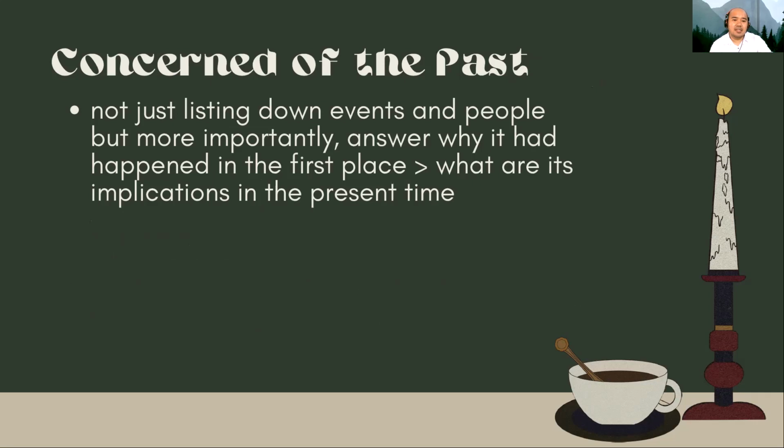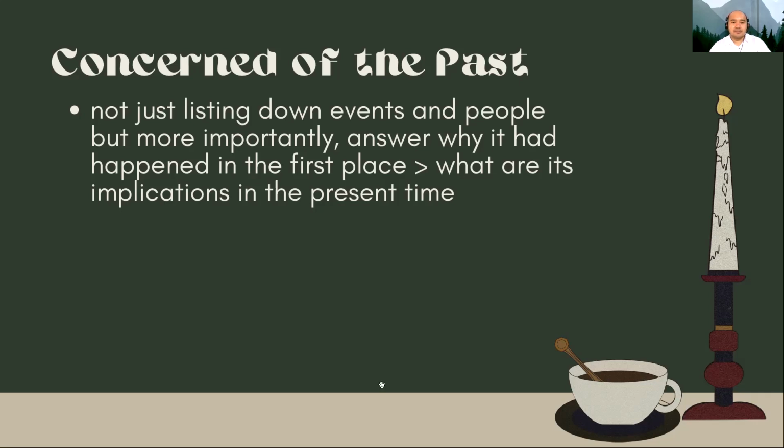And of course, concern of the past, like what I've said. But it's not just listing down. We're not just in elementary and high school where we do inventory. Inventory of events, inventory of people, inventory of dates in history. So that's just the first level aspect of history. But the most important aspect is to understand and answer why it had happened in the first place, and what the implications are in the present time.